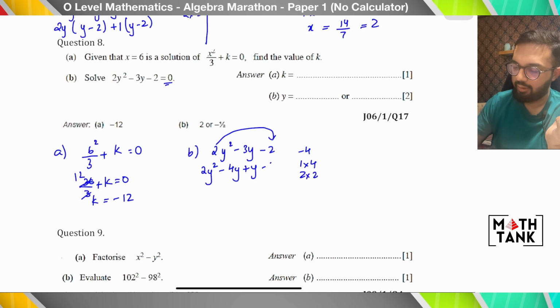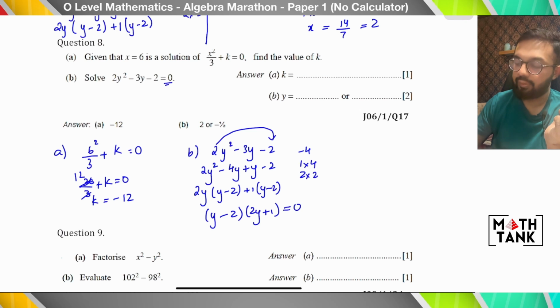plus y minus 2. So the first two terms have 2y common, so I'm left with y minus 2, then plus 1 common, y minus 2. So y minus 2 and 2y plus 1. And this is equals to 0 this time.